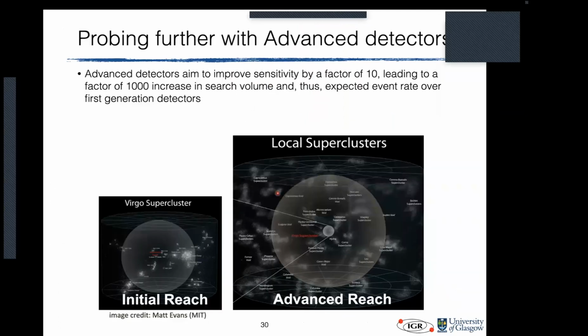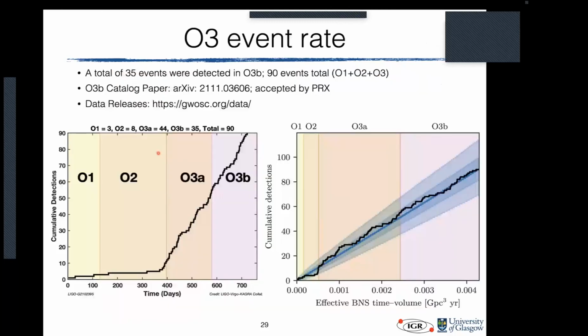And this event rate comes from the fact that we are increasing in volume over time. Every time we increase our sensitivity by a factor of 2, we increase our range by a factor of 2, but we increase our volume by a factor of 2 cubed, which is 8, which is roughly a factor of 10. So increasing by a factor of 10 will basically give us a factor of 1,000 increase in volume, which is why our event rate looks like this, because the detectors are becoming more and more sensitive.